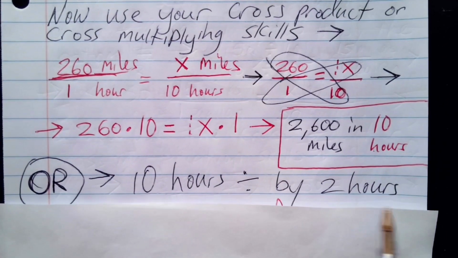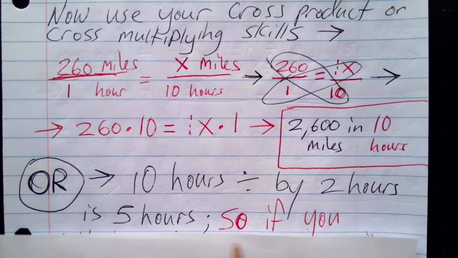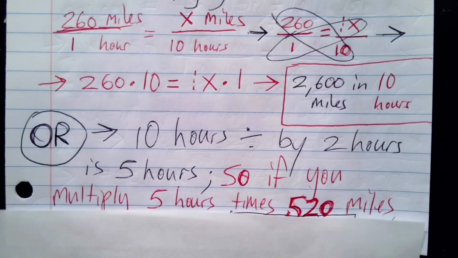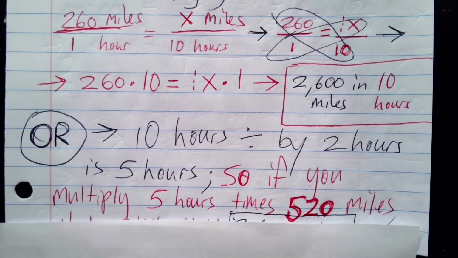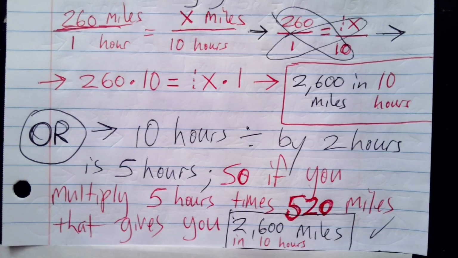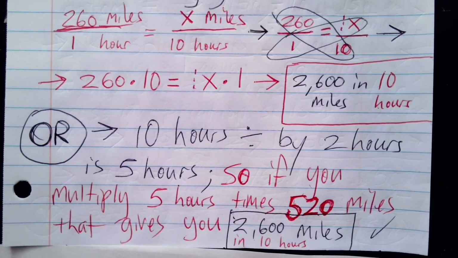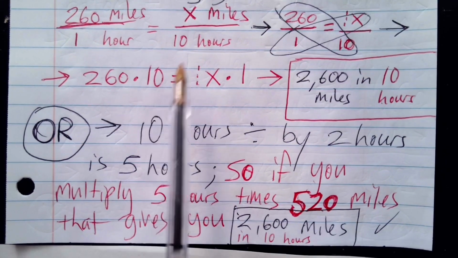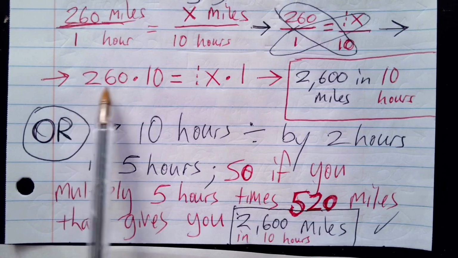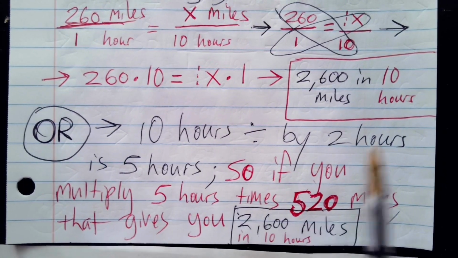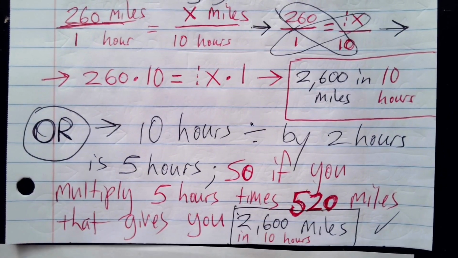Or 10 hours divided by 2 is 5 hours. So if you multiplied 5 times 520, that would also have given you the 2,600 miles in 10 hours. Right? So 260 times 10 hours, right? 10 hours times the 260 miles gives you the total miles you could travel in 10 hours.